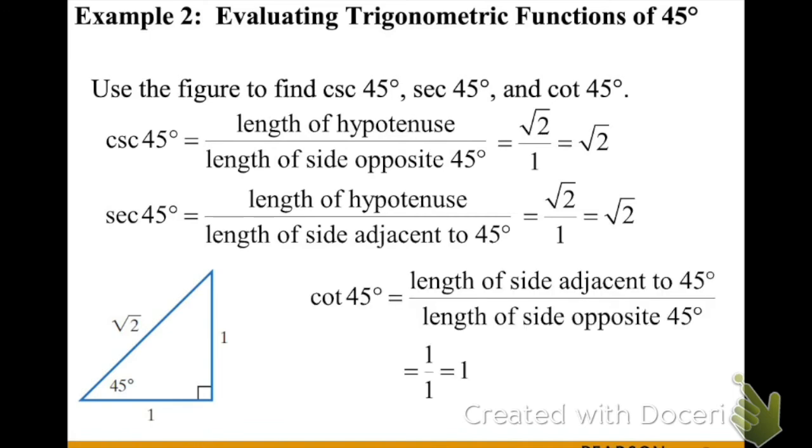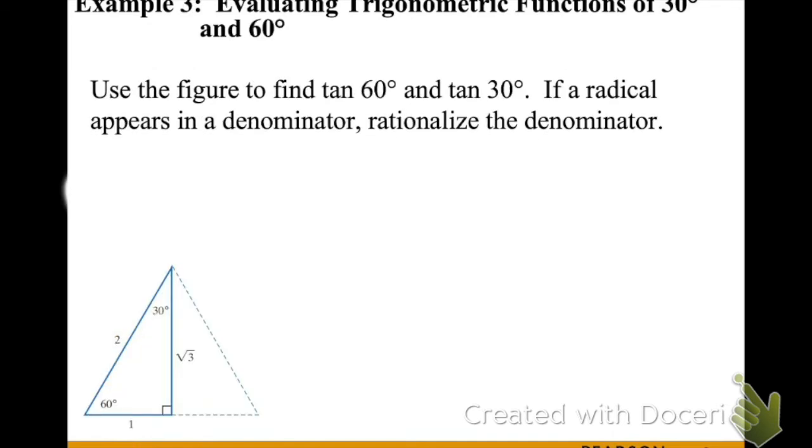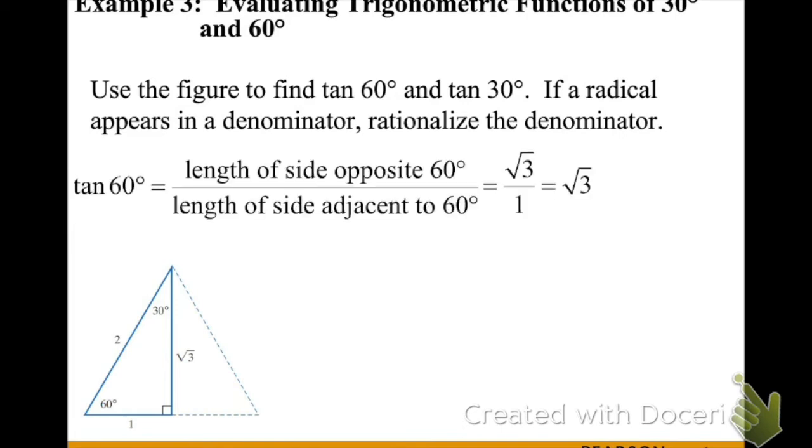And then we have cotangent of 45 degrees. Adjacent divided by opposite, 1 over 1, which is just 1. Next, we're going to find tangent of 60 degrees and tangent of 30 degrees. Tangent of 60 degrees, our reference angle is at 60 degrees, so since tangent is opposite over adjacent, we have our opposite side, which is square root 3, over our adjacent side, which is 1, which gives us square root 3.